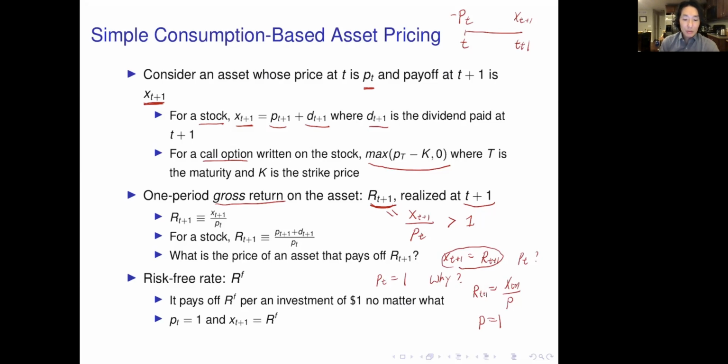And we will also assume there's a risk-free rate. Risk-free rate is usually denoted as Rf, and it's going to be a constant. So it pays off Rf, so some constant amount. So this is a constant. So constant amount for an asset whose price is $1. Okay.